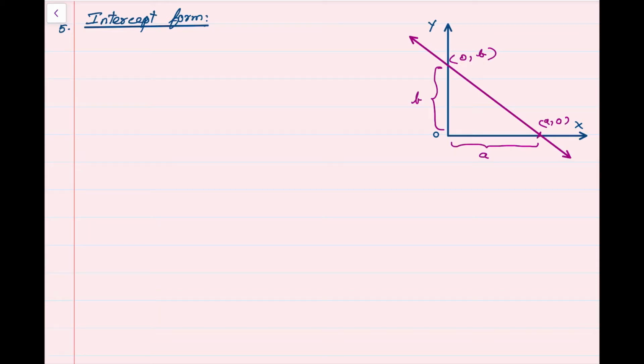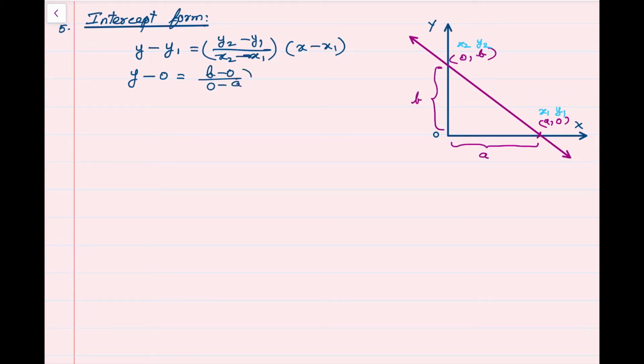Now, we know 2 points on the straight line. We will use 2-point form to write the equation of this straight line. The formula is y minus y1 is equal to (y2 minus y1) divided by (x2 minus x1) times (x minus x1). We will take the first point (a, 0) as (x1, y1), and (0, b) as (x2, y2). Therefore, the equation becomes y minus 0 is equal to (b minus 0) divided by (0 minus a) times (x minus a).